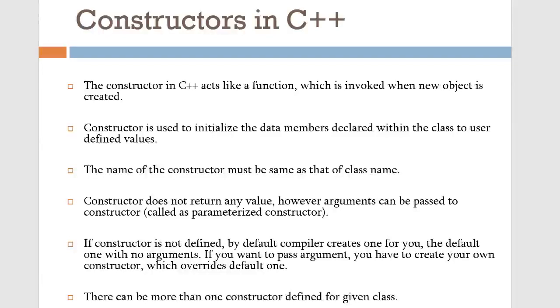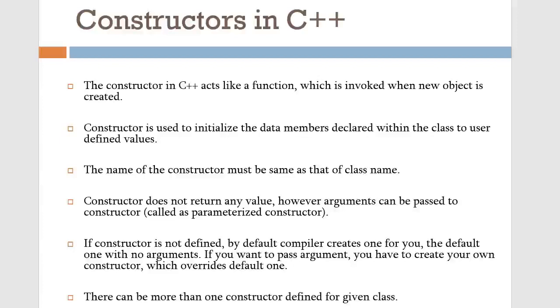If a constructor is not defined, by default the compiler creates one for you, the default one with no arguments. If you want to pass arguments, you have to create your own constructor. If you don't create any constructor, the compiler creates one by default and it doesn't specify any arguments. If you want to create your own constructor, you can pass arguments, and when you create that, it will override the constructor created by the compiler.